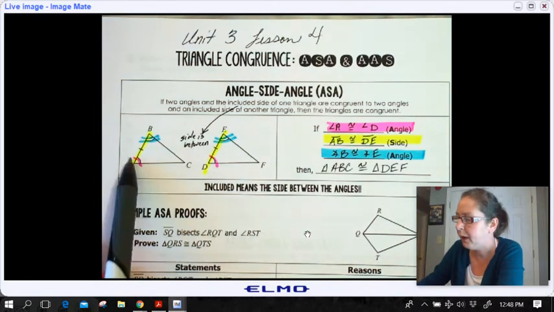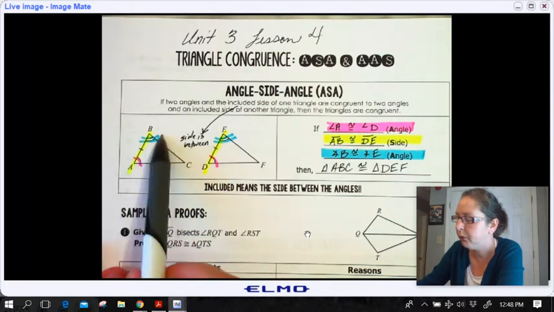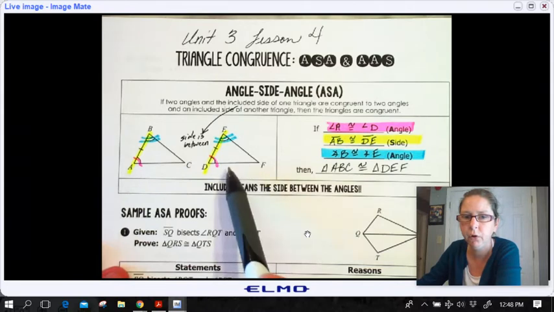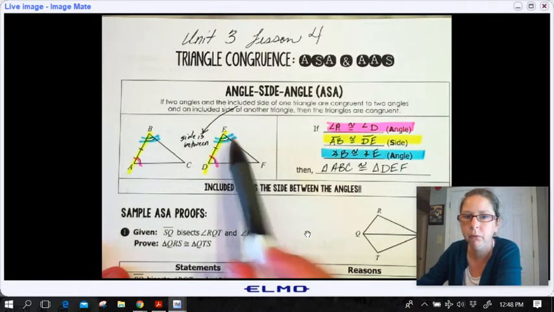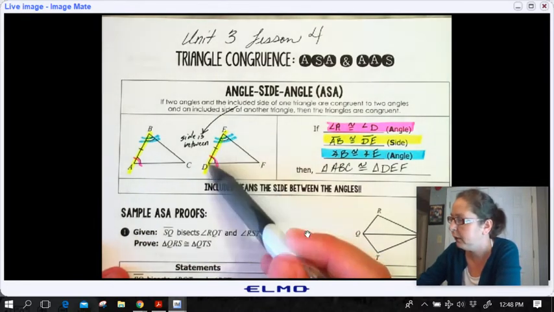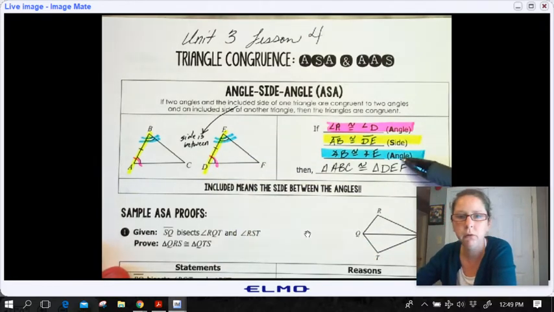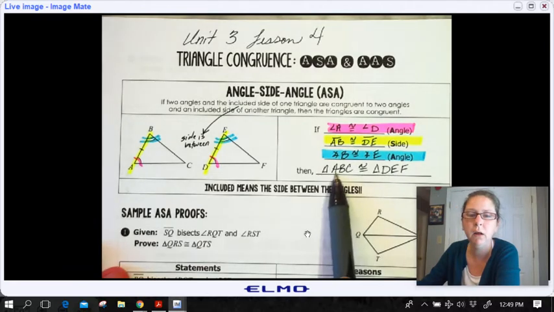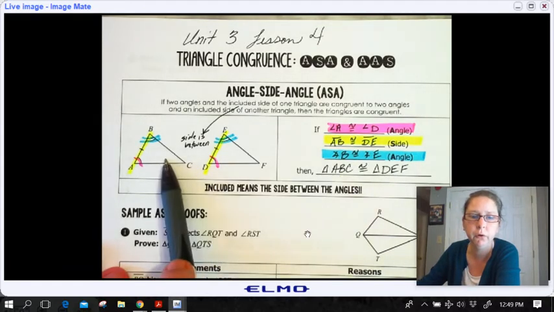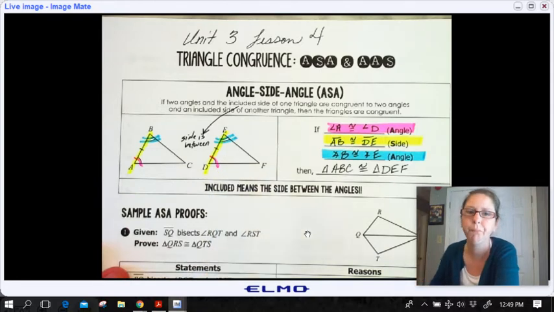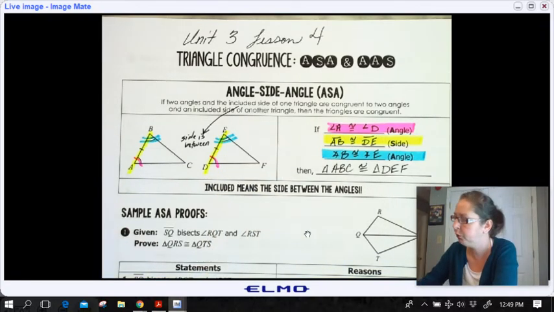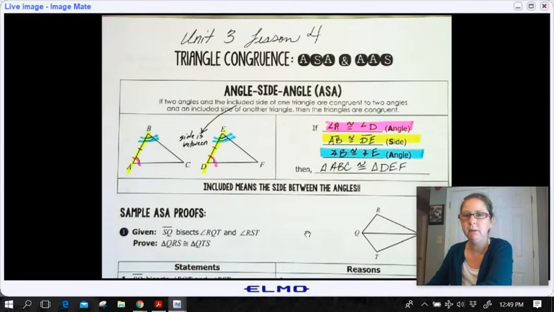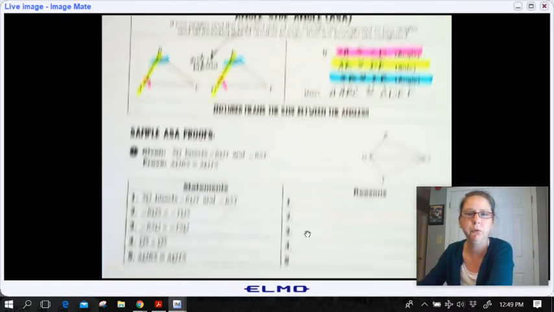So this is pink angle, blue angle, included yellow side. I've marked them. Pink angle, blue angle, included yellow side. So angle, side, angle. If you can say those three things, then you can say that all parts of this triangle are congruent to all parts of this triangle. Included means the side between the angles. All right, let's jump in and take a look at our proofs for today.